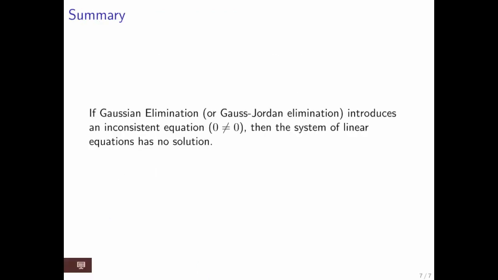If Gaussian elimination or Gauss-Jordan elimination introduces an inconsistent equation along the way, then the system of linear equations has no solution.